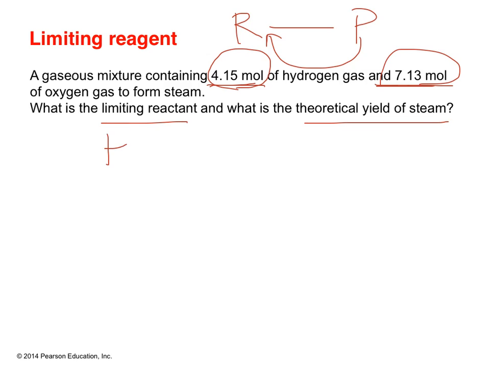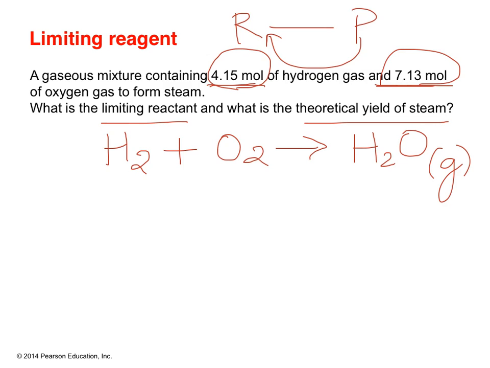First of all, the reaction is H2 plus O2 yields H2O, steam, right? This is not balanced, so we balance this: 2H2 plus O2 yields 2H2O. Now whenever we have a question like this which is asking for the limiting reactant, there are at least two calculations involved. However many reactants there are, that many calculations will be involved. So we have two reactants, so we have to do two calculations.